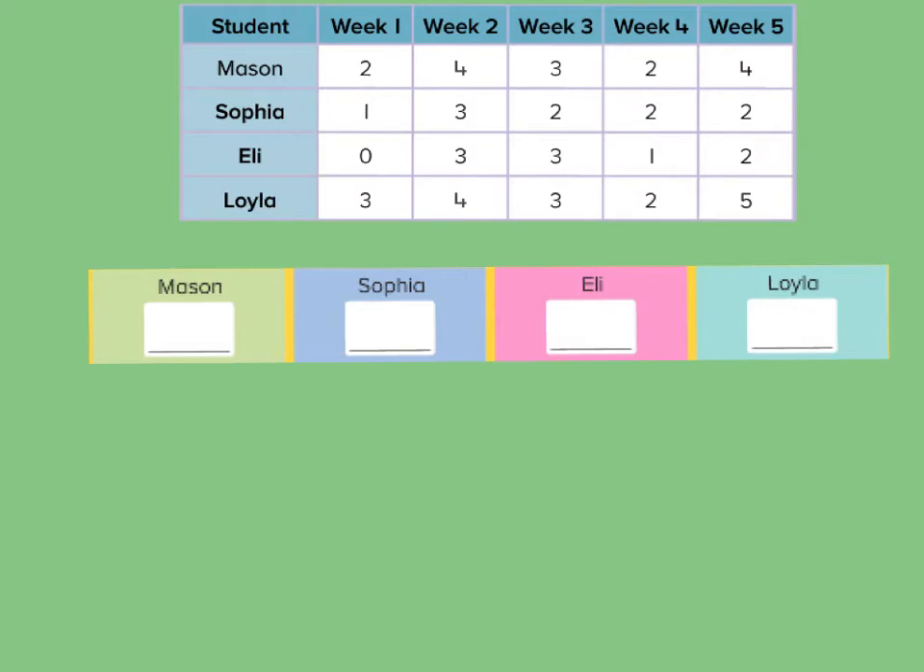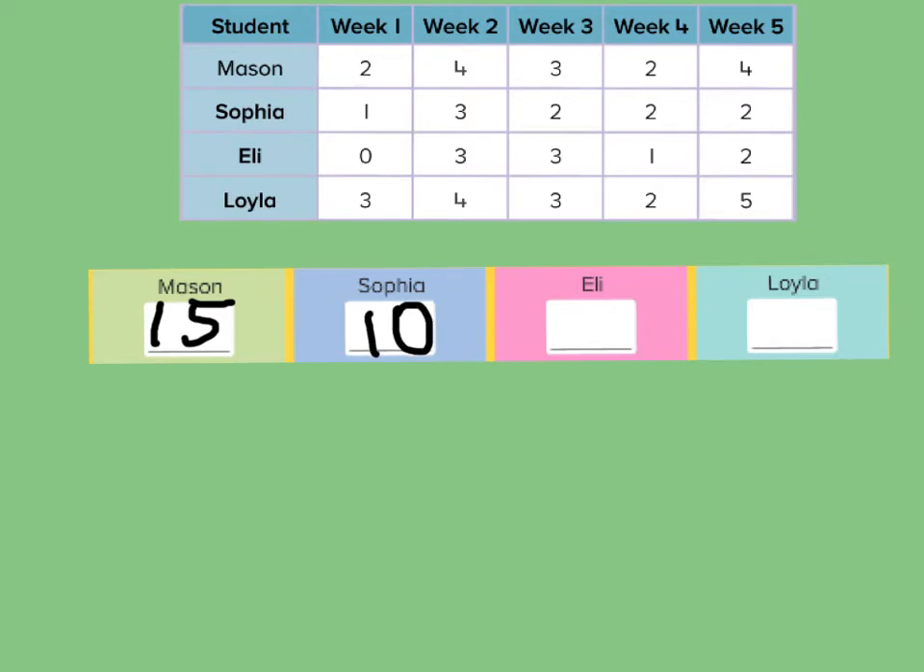First of all, I'm going to use the data in the table to find the total number of books read by each student. So I'm going to start with Mason here and I'm going to add up the total amount of books that Mason had. So I'm going to say 4 plus 4 is 8, and 2 more makes 10, and 3 and 2 make 5, so 10 plus 5 is 15. So I'll just write 15 here for Mason. Okay, next I'm going to do Sophia. Now, Sophia, what have we got? 2, 4, 6, and 3 and 1 is 4. 6 and 4 is rainbow facts, so that's 10. 10 for Sophia.